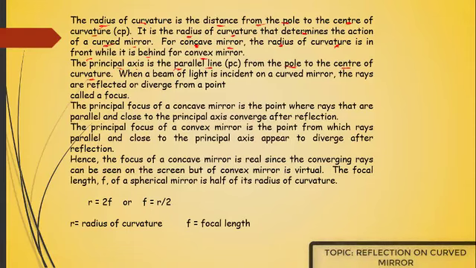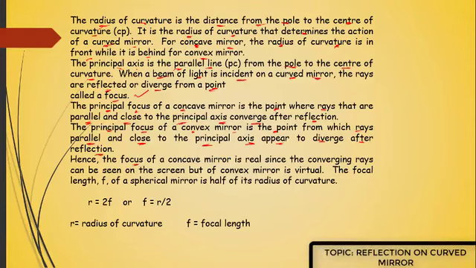Also, when a beam of light is incident on a curved mirror, the rays are reflected or diverged from a point. That point is called a focus. The principal focus of a concave mirror is the point where rays that are parallel and close to the principal axis converge or meet together after reflection. And the principal focus of a convex mirror is the point from which rays that are parallel and close to the principal axis appear to diverge after reflection.